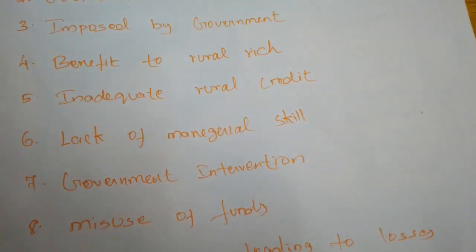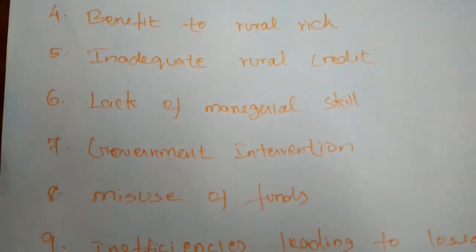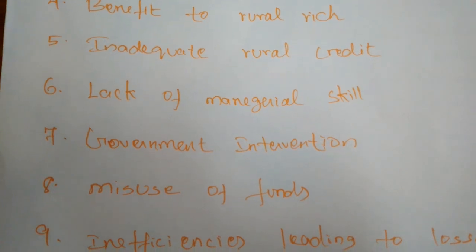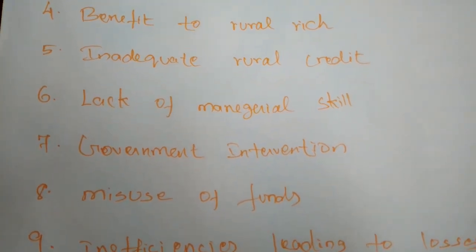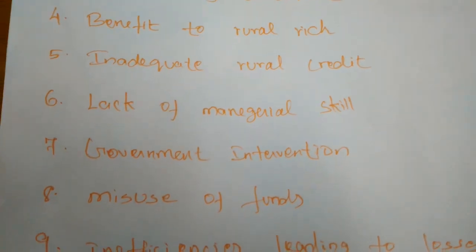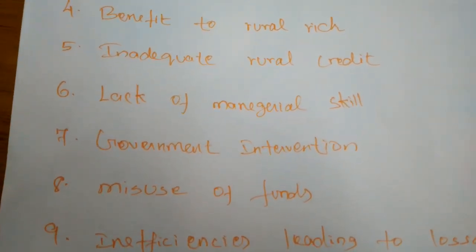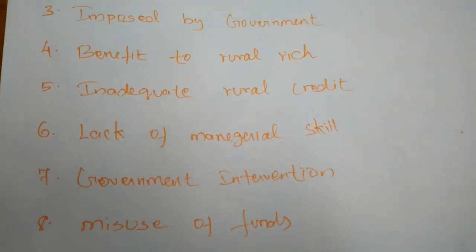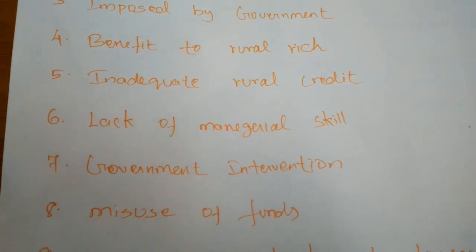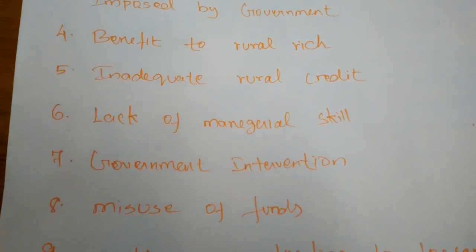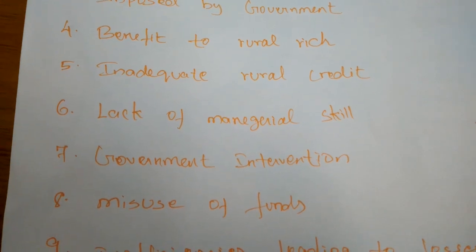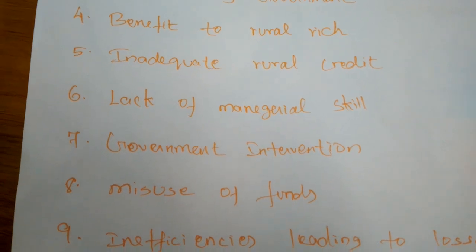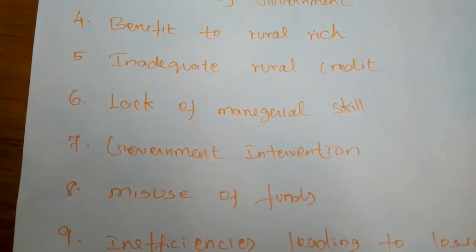Next, inadequate rural credit. The cooperative societies give loans only for productive purposes and not for personal or family expenses. The cooperative organizations provide financial assistance only for productive purposes. When they lend money only for productive purposes, the borrowers cannot use it for their personal or family expenses. Therefore, the rural poor continue to depend on the money lenders for meeting expenses for marriage, medical care, social commitments, etc.